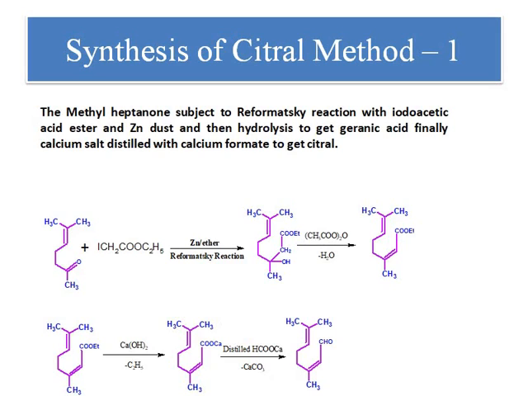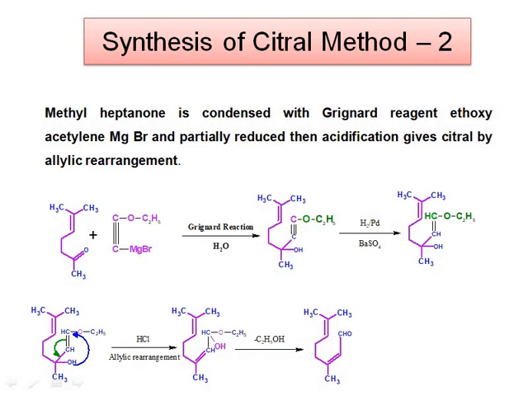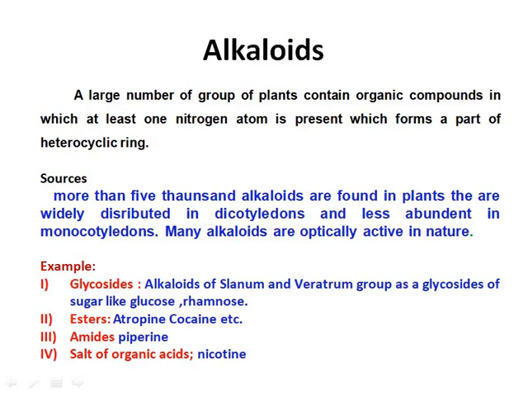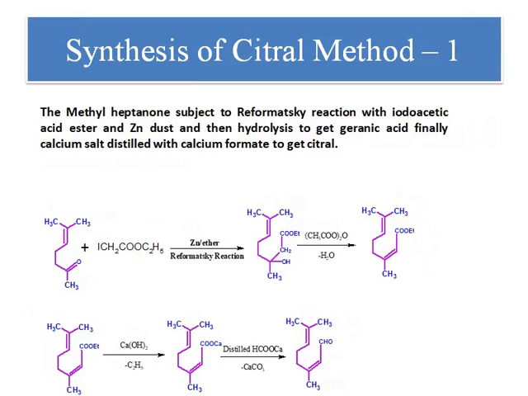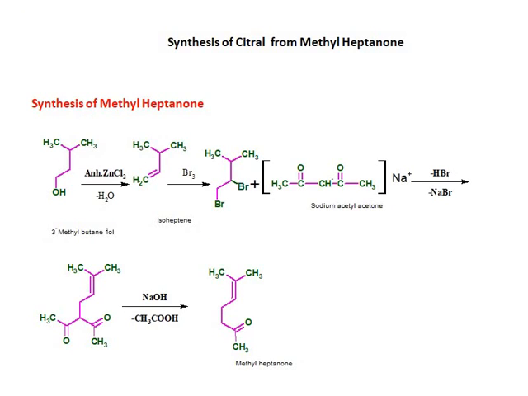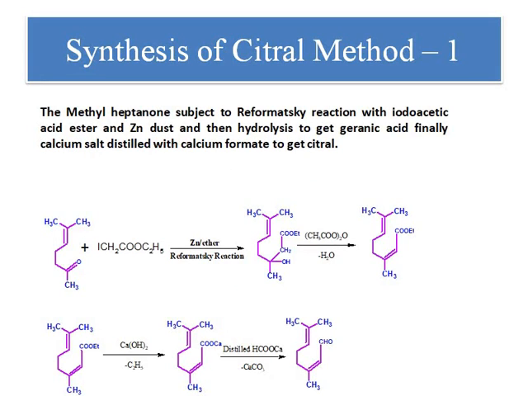In the first method, what happens? This methylheptanone, we prepared in the last slides. This is methylheptanone. We prepared it from the 3-methyl butane 1-ol. Using this chemical method, we prepared methylheptanone. And then these methylheptanones are used to prepare citral.